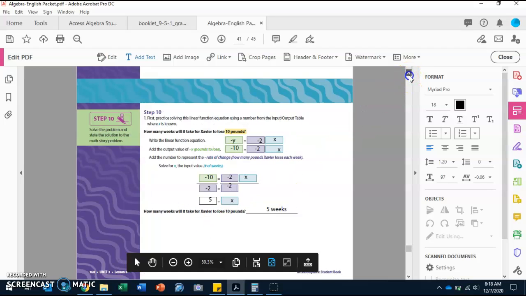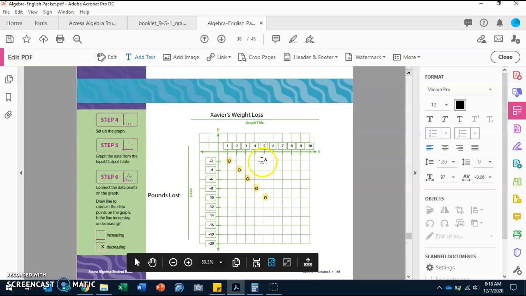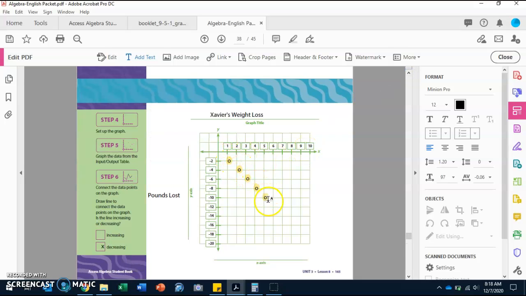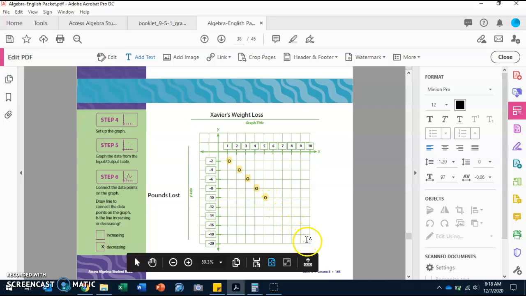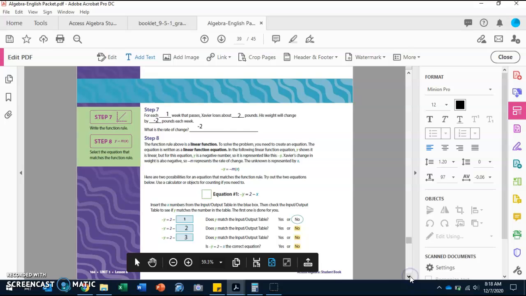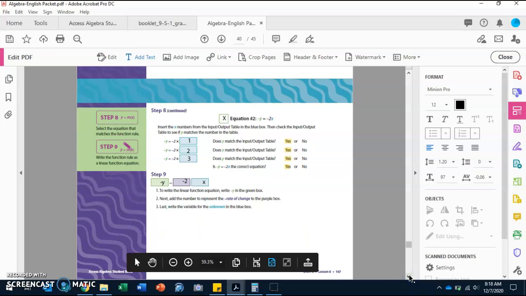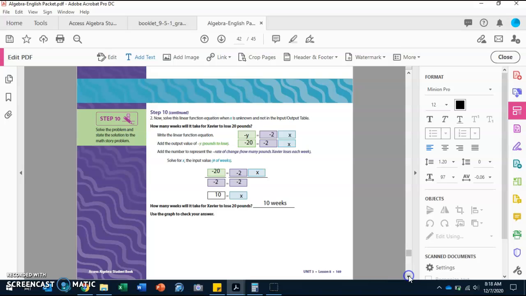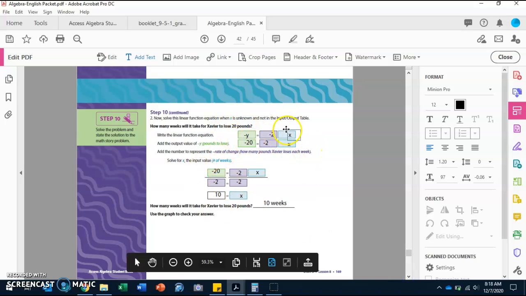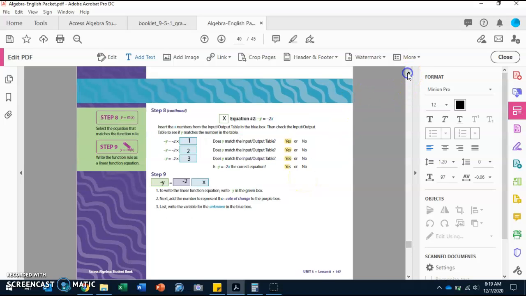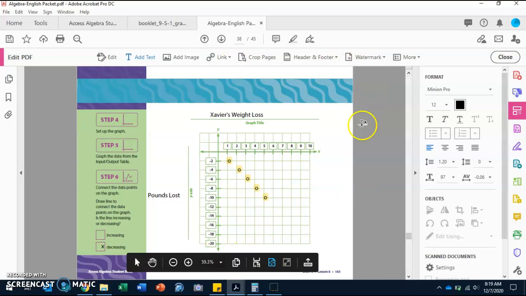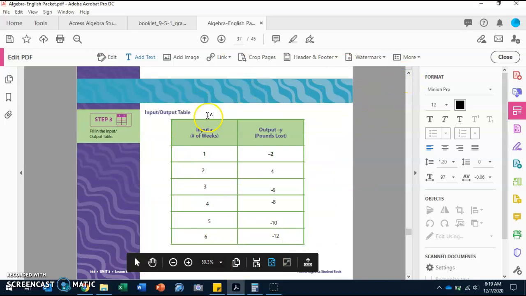And if we were to go back over here, and if we were to have continued the graph, it would have told us that in 10 weeks, he would have lost 20 pounds. So that is what we got here. So it says that this equation is correct and is the same information that is giving us right here and in the input and output table, guys.